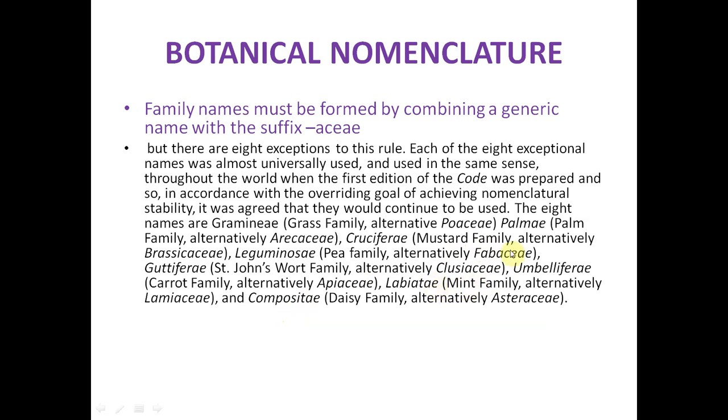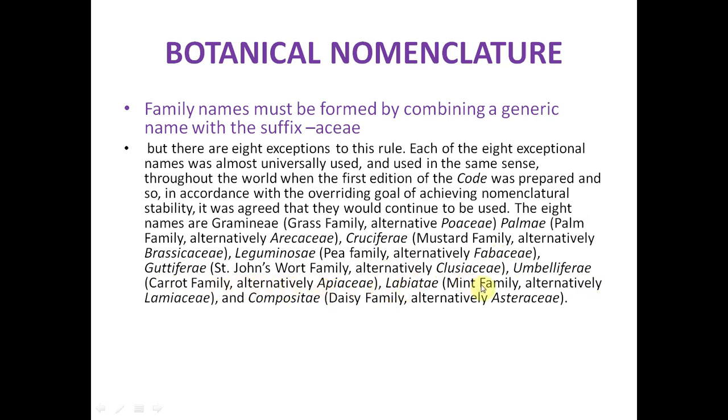So what are these 8 families? Gramineae, alternatively named Poaceae, the grass family, and the next one is Palmae, alternately named Arecaceae, the palm family, and Cruciferae, the mustard family, alternatively named Brassicaceae, and Leguminosae, the pea family, alternatively named Fabaceae, and Guttiferae, also the St. John's wort family, alternatively named Clusiaceae, and Umbelliferae, the carrot family, the new name is Apiaceae.